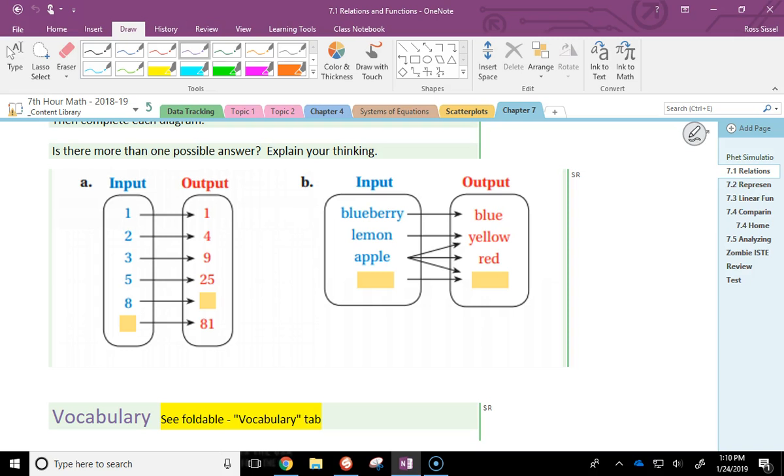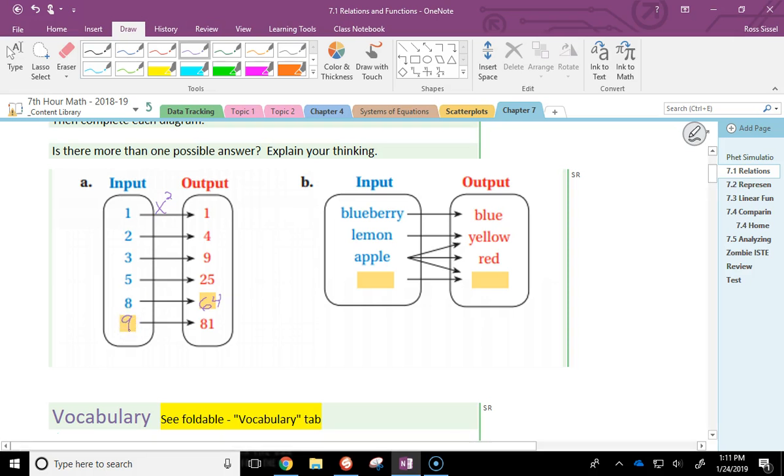The way we show that is we just say x squared. And that just means when you have an exponent on something, it means how many times you multiply that number by itself. So I do 1 times 1, 2 times 2, 3 times 3. So if I put in 8, what would come out? 64. Good. 64 would come out. If I put in a blank number, 81 came out. 9.